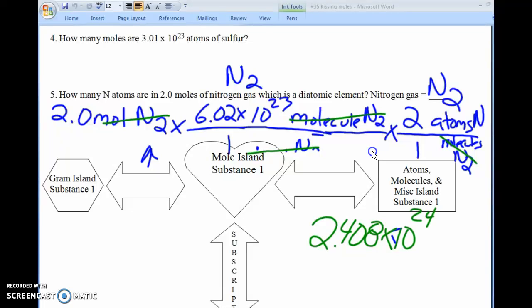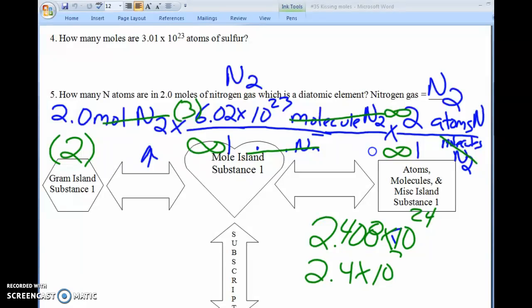Let's go check our sig figs. Here we have 2 sig figs. Here we have infinite sig figs. Here we have 3 sig figs. Here we have infinite sig figs. Here we have infinite sig figs. So if we look at all of that, we should end up having an answer with only 2 sig figs. So the answer would be 2.4 times 10 to the 24th atoms of nitrogen. The rest of this worksheet is homework for you. Stop in if you need some help.